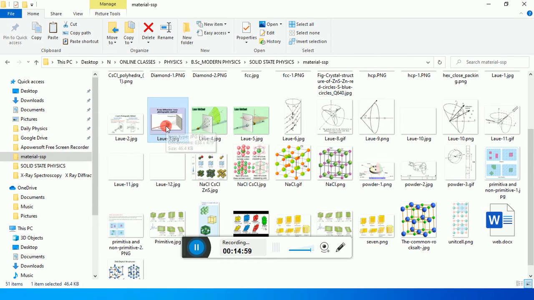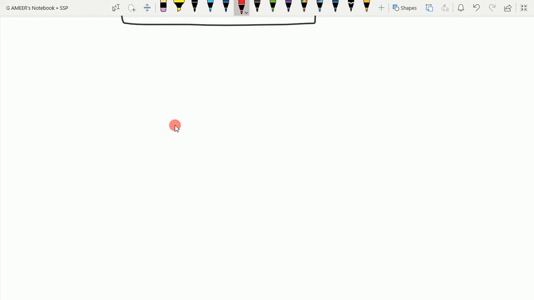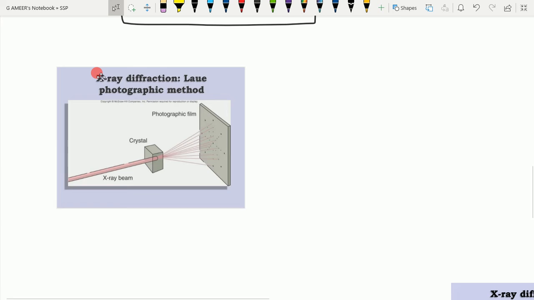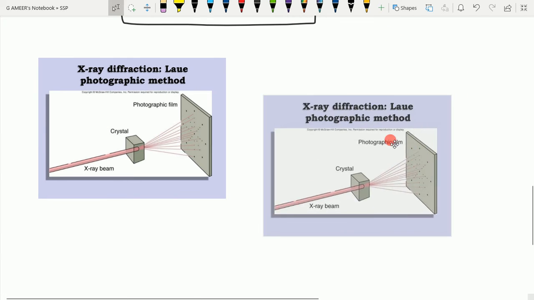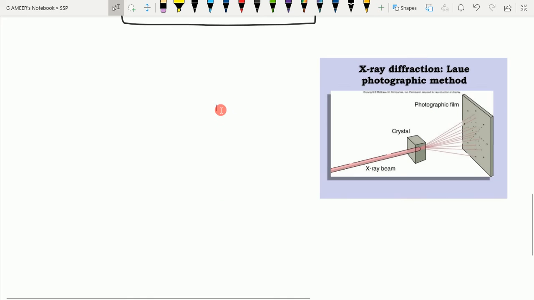Let's see the diagram. So in this Laue method, the X-rays which are coming from the X-ray tube will first be passed through the slits known as the lead diaphragms. And there is a crystal and there is a photographic plate.